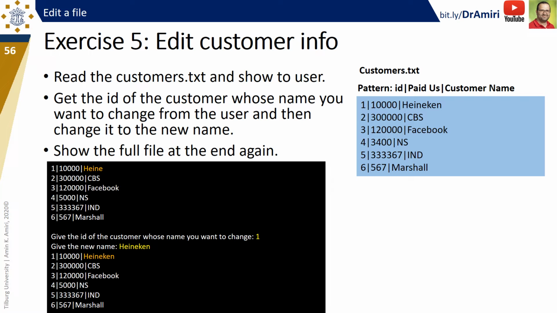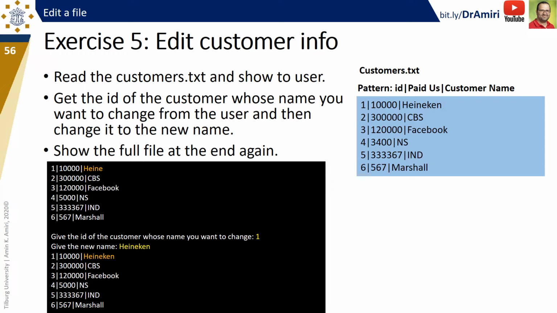Pause here for 4 to 5 minutes and try to do this exercise where you need to edit information related to a customer. In particular, you want to change the name of the user. As you can see, the file is called customers.txt and the pattern is having a customer ID, a vertical line, then the amount that the customer paid us, then another vertical line, and we have the customer name here.